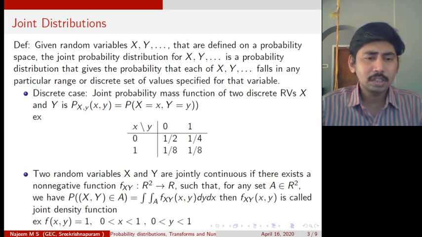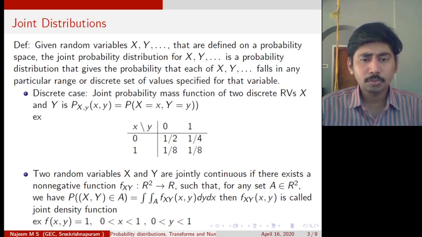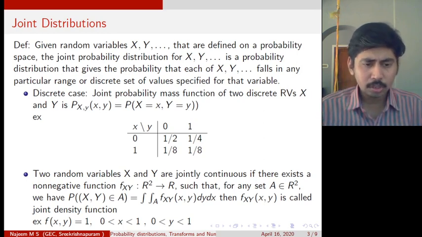So there are two types of joint distributions. One is the discrete joint distribution, that is the joint probability mass function, and the other one, if the variables are continuous, we call it a joint density function.